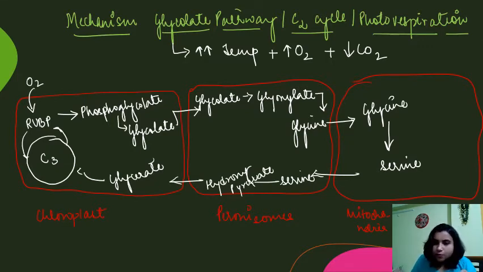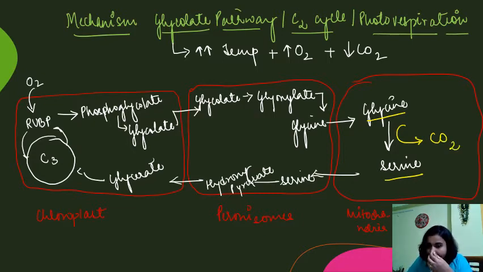So during this process, whenever glycine is converted to serine, at this step there is an elimination of carbon dioxide, right? And this is what we call unfixing of carbon dioxide, right? And in this also one step, NAD will change to NADH, right? So this is the important concept of photorespiration, right?